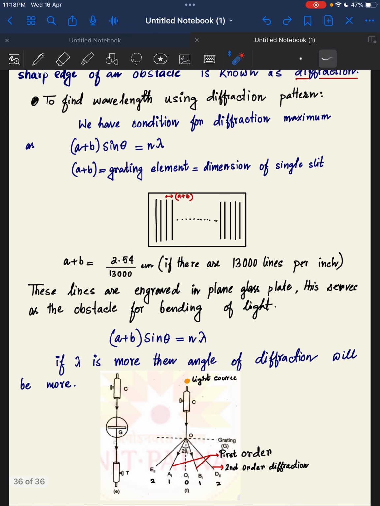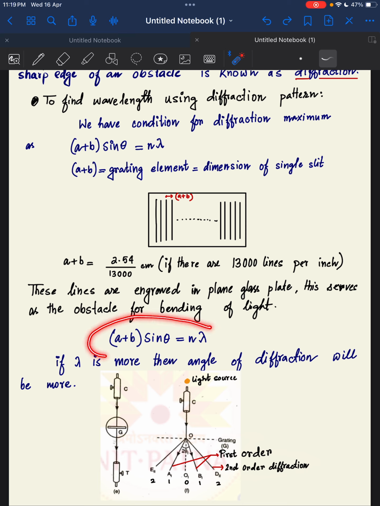Now what we have done in the experiment, we had a collimator here, we had a sodium vapor lamp source here. Then from the grating, light will be coming out. If it is traveling in a straight line, then that is called the central maxima. We can put n equal to 0 here. Then from the center, if you go some smaller angle to both the sides, we will have spots or regions of brightness. These are called the first order diffraction pattern. And if you go far away, then we will have the second order diffraction pattern.